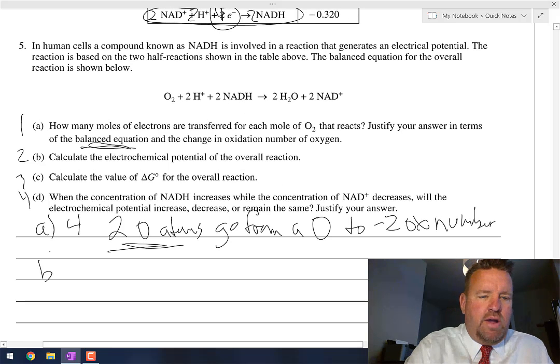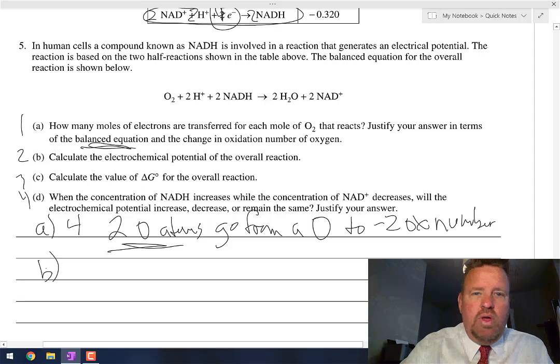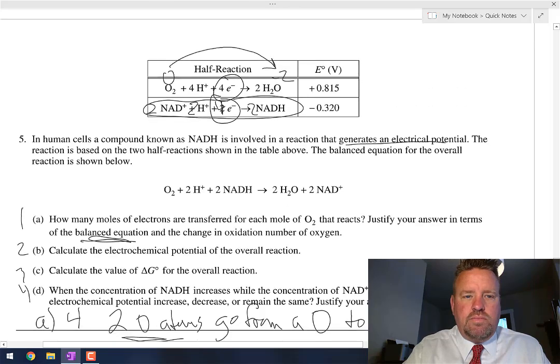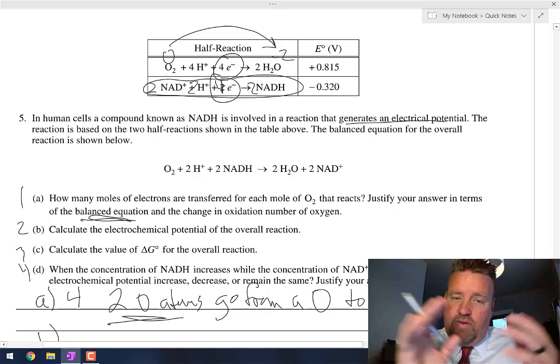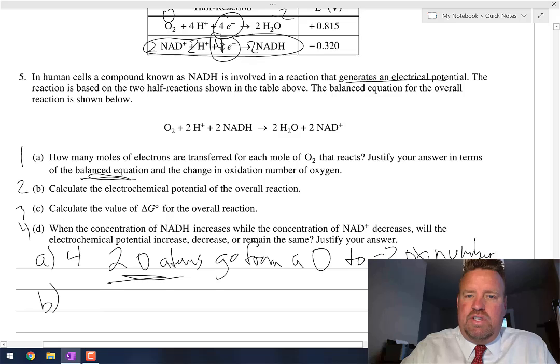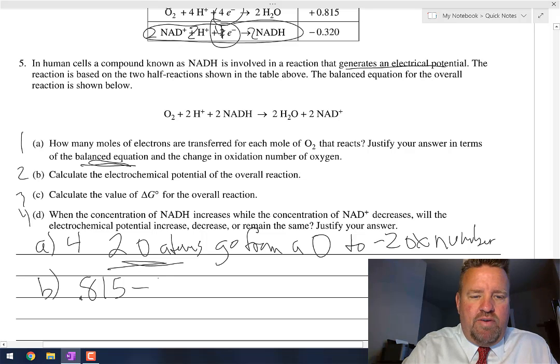Okay, part B, calculate the cell potential of the overall reaction. So we know that it does generate an electrical potential, and it doesn't involve adding any electricity to it. So we know that that has to be a voltaic or galvanic cell. So the cell potential has to be positive. So it's going to be 0.815 minus a negative 0.320.